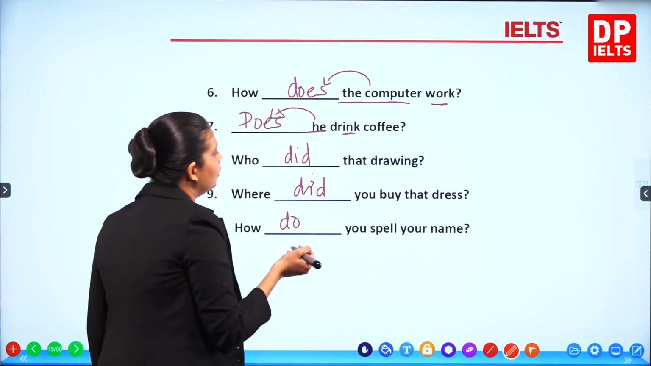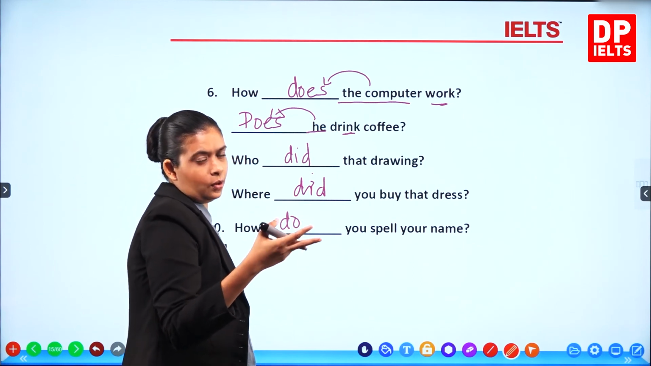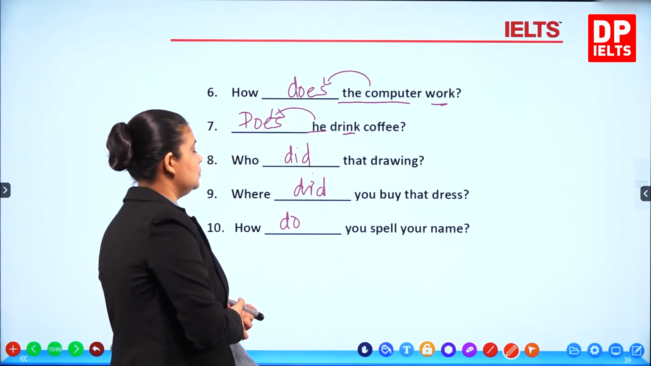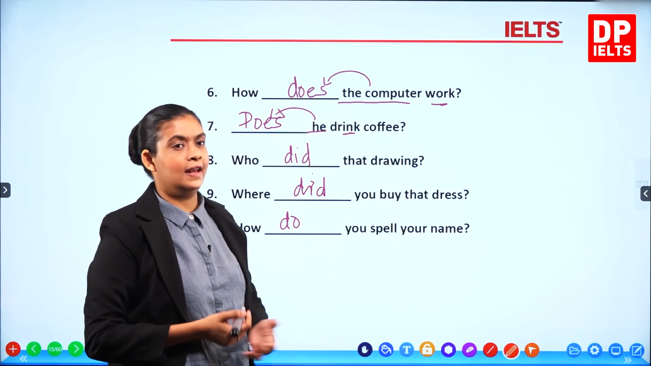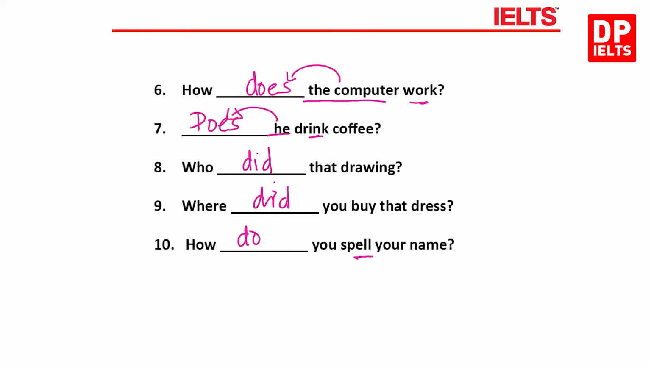So when you want to ask who did this drawing, that is past tense. Where did you buy that dress? How do you spell your name?